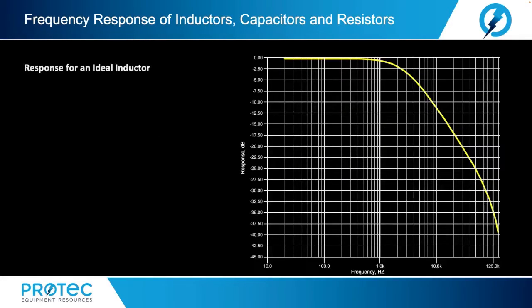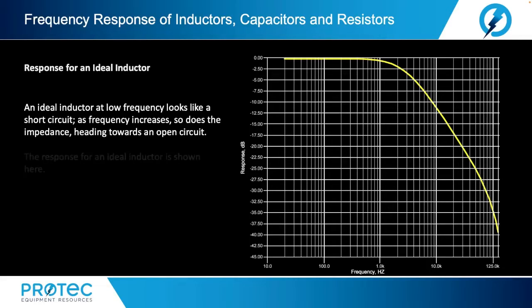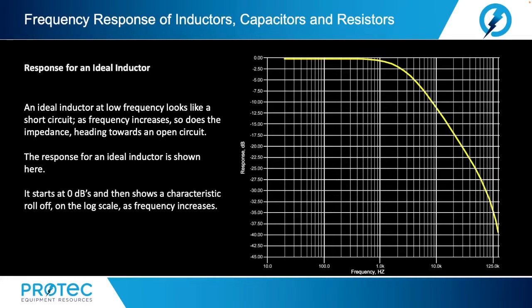Now let's look at the response of an ideal inductor. An ideal inductor at low frequency looks like a short circuit. As frequency increases, so does the impedance, heading towards an open circuit. The response for an ideal inductor is shown here. It starts at 0 dB and then shows a characteristic roll-off on the log scale as frequency increases.